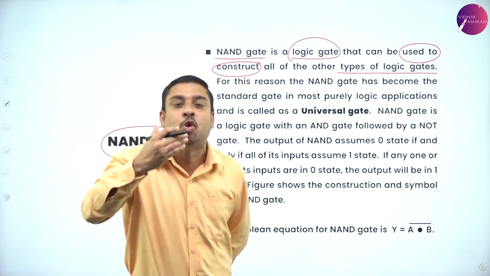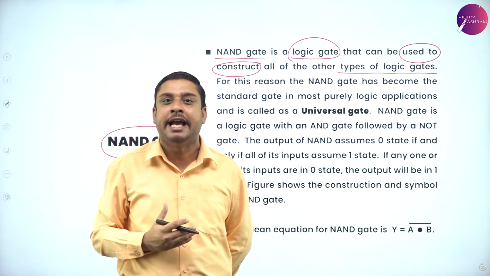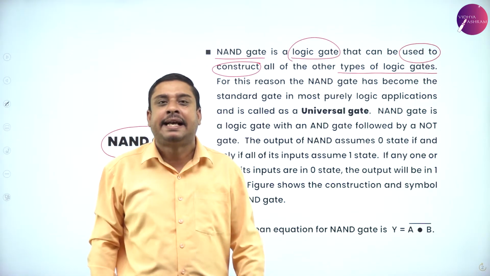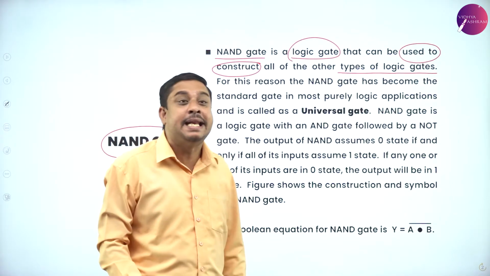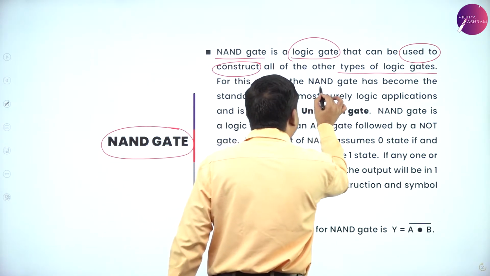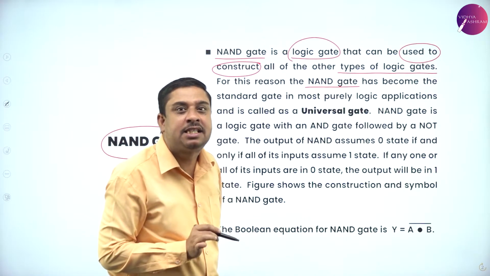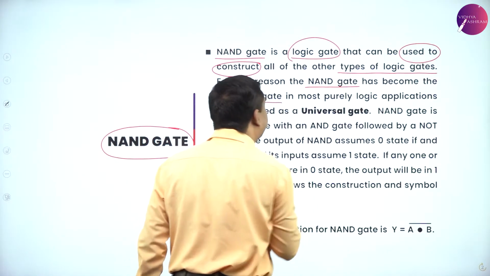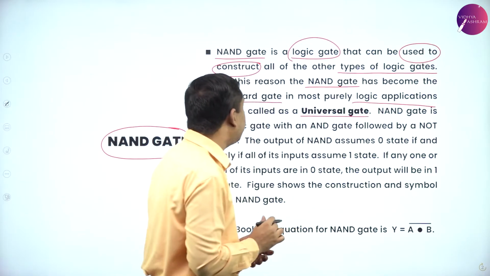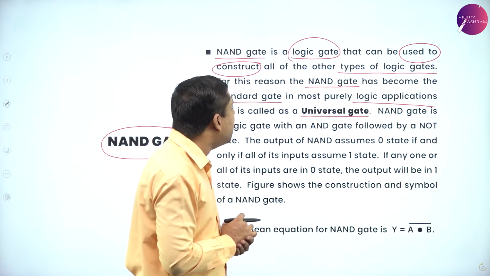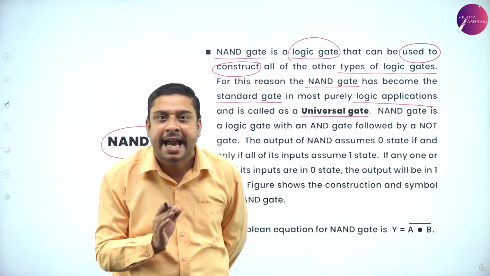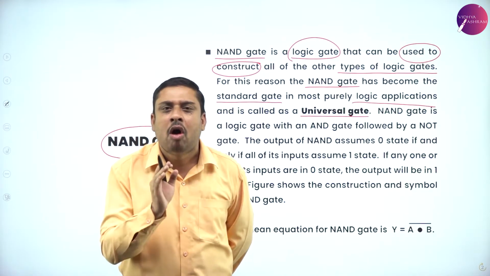You studied the OR gate, the AND gate, the NOT gate; all these fundamental gates can be constructed using a NAND gate. Therefore, it is universal in nature. And therefore, for this reason, NAND gate has become a standard gate to perform all other logical operations, and hence it is called a universal gate.